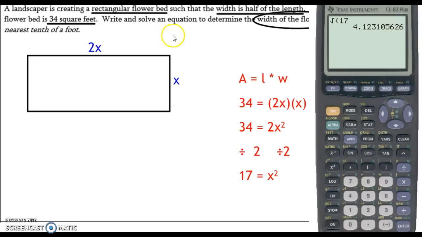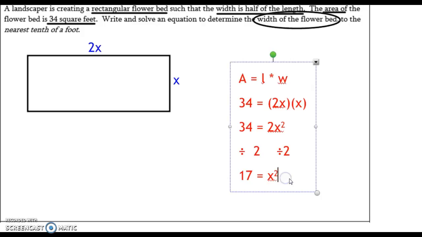and so forth. We're looking for the nearest tenth of a foot, so in our answer here, it's going to be 4.1. We round to the nearest tenth. The 2 doesn't mean we round up, so the value of x is going to be 4.1, equal to x. And 4.1 isn't going to be sufficient for an answer.